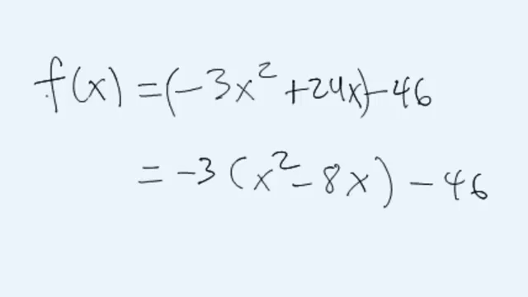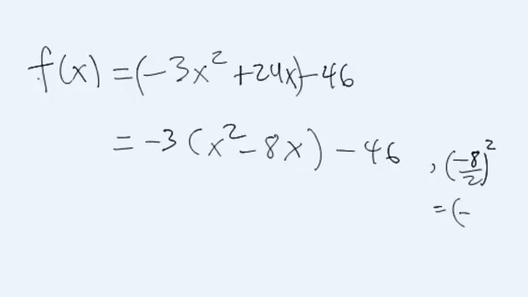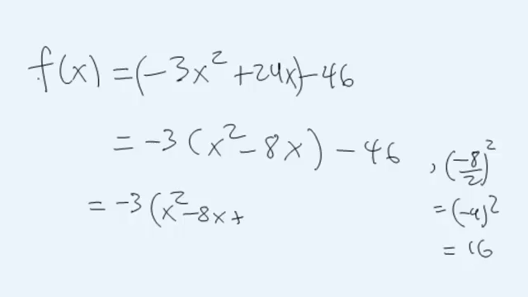Okay. So now we want to complete the square on the inside of these parentheses. We're going to take half of the coefficient of x, so negative 8 over 2, and square that. That's equal to negative 4 squared, which is 16. What we do with this is add it and subtract it inside the parentheses, so we get negative 3 times x squared minus 8x plus 16 minus 16, minus 46.